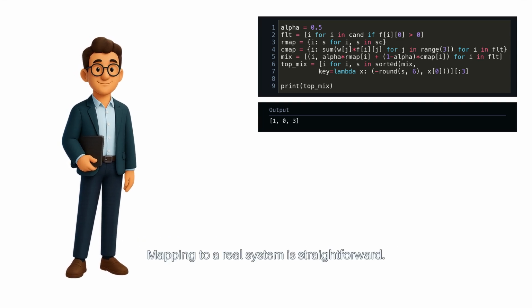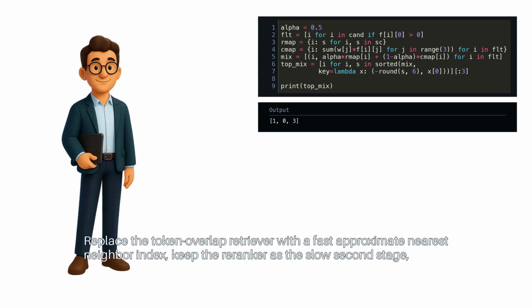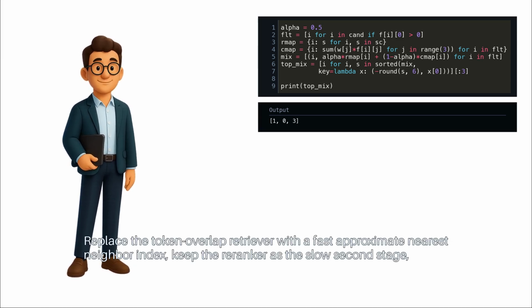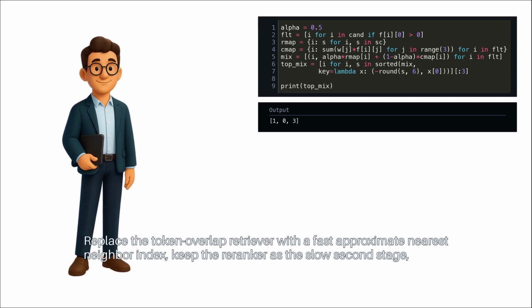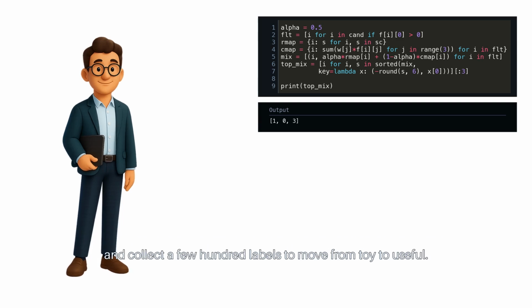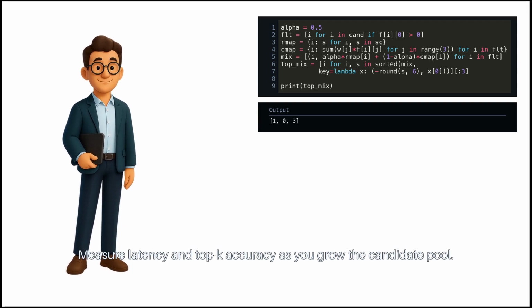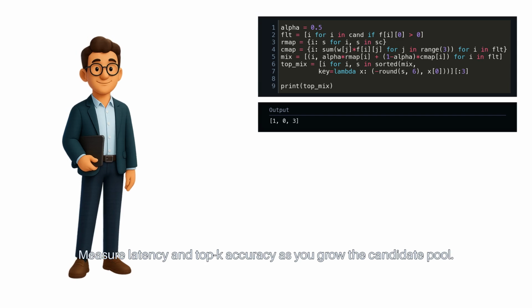Mapping to a real system is straightforward. Replace the token overlap retriever with a fast approximate nearest neighbor index. Keep the re-ranker as the slow second stage, and collect a few hundred labels to move from toy to useful. Measure latency and top K accuracy as you grow the candidate pool.